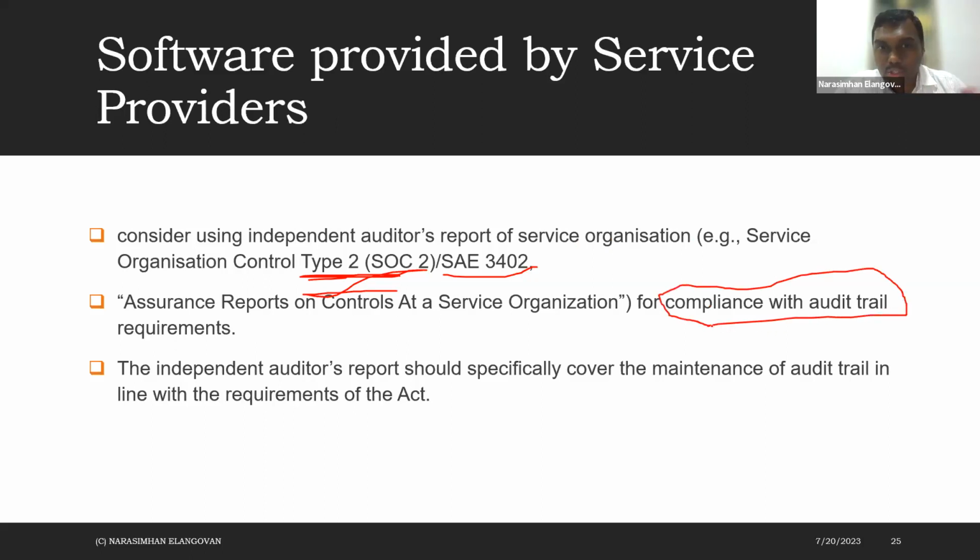Just obtaining a SOC report is not sufficient. In the SOC report, there should be a separate section called compliance with audit trail. It could also be a SOC 1 report, that is also fine. SOC 1, SOC 2, what is the difference? You can search my YouTube channel. I've explained all of those things, so I'll not get into that. And it should cover maintenance of the audit trail and align with the requirement. So this is in the case of a service provider.